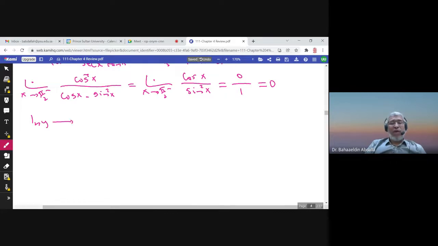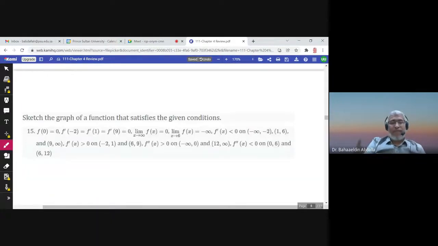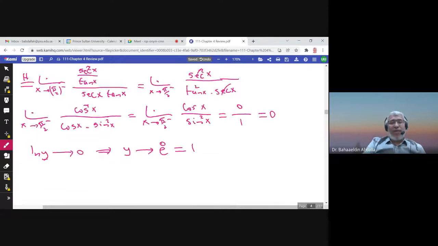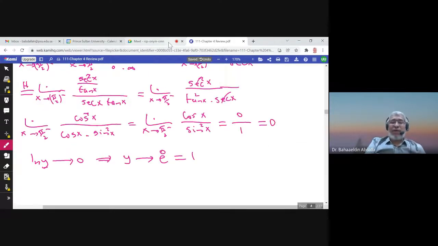So ln y goes to 0. Then if I raise to the base e, so e to the ln y, which is y, will go to e to the power 0, or 1. So this limit is equal to 1. That's the answer. Well, I'll stop here and continue in another part.